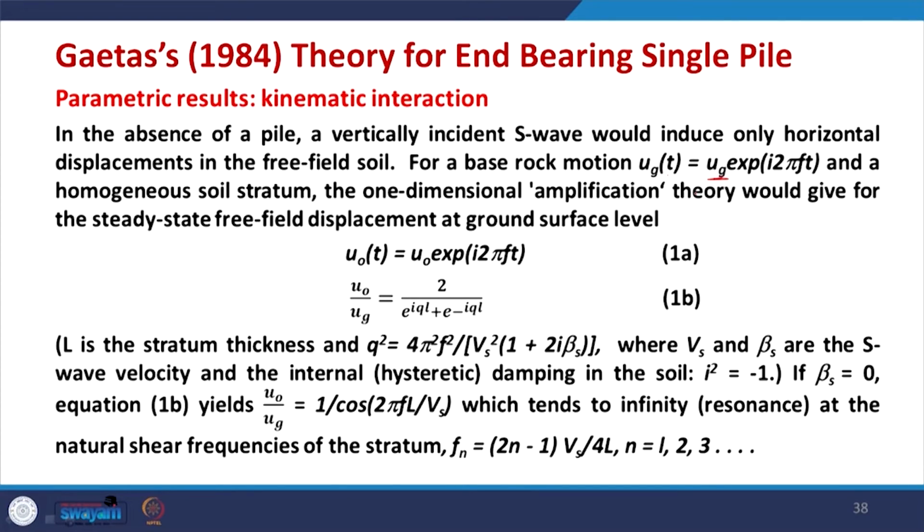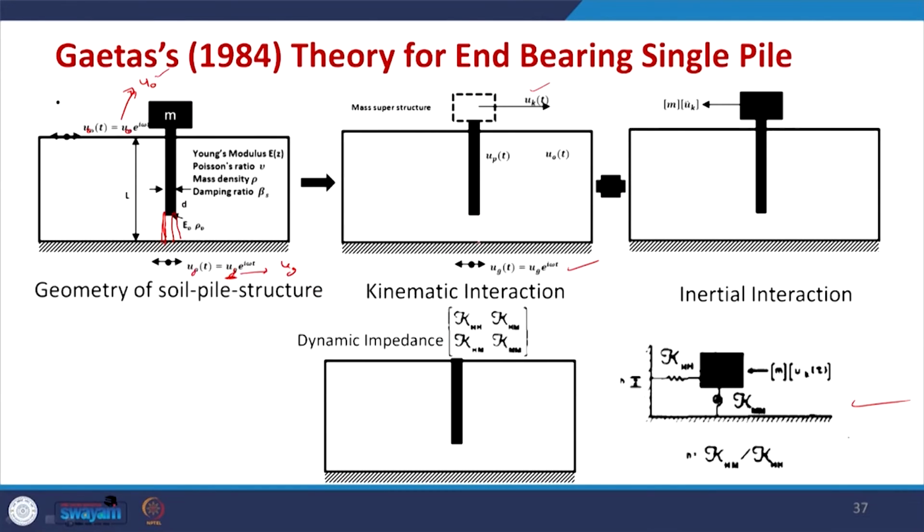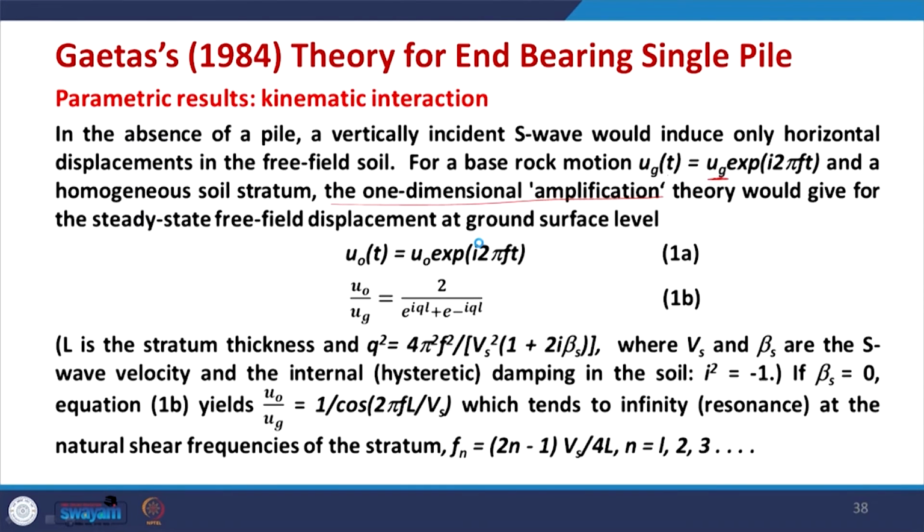Then doing the one dimensional amplification theory, which is one dimensional ground response analysis, this gives you the free field displacement, as is available in the literature, like Kramer. Using this you find the displacement at the top, U0, which is called the kinematic interaction, the free field response. The ratio of U0 to Ug is given by this relation, where Q is given by this relation here, and where Vs and beta s are the S wave velocity and hysteretic damping in the soil. Iota square is -1 as we discussed.